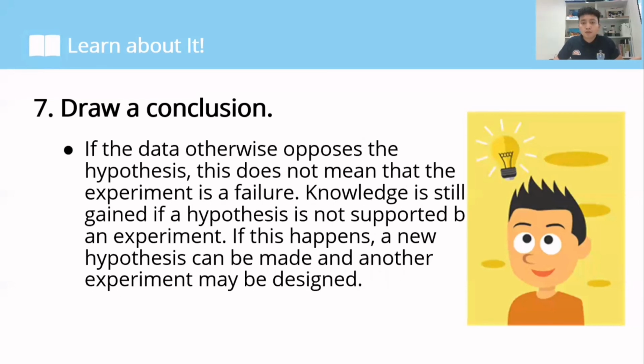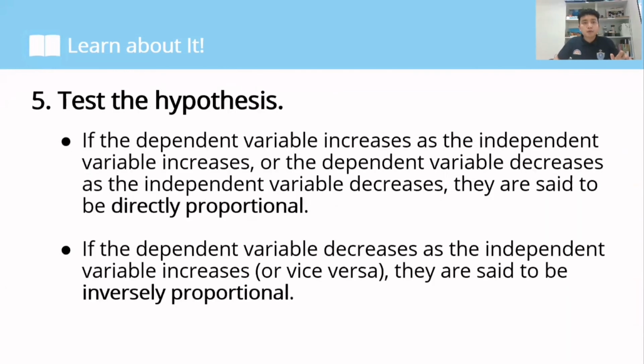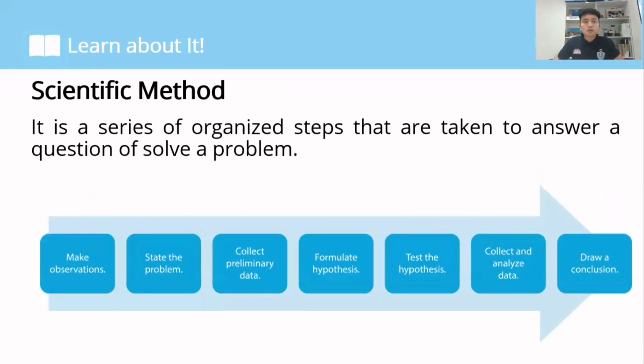All right, so that's all for the scientific method. Again, let's enumerate the 7 steps that we have here. We have make observations, that is step 1. Step 2, you need to state the problem. Step 3, collect preliminary data, then formulate a hypothesis, test the hypothesis, collect and analyze data, and draw a conclusion.